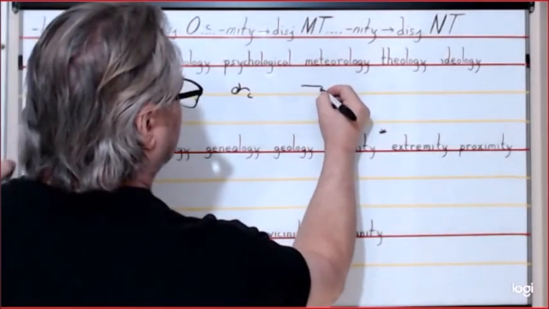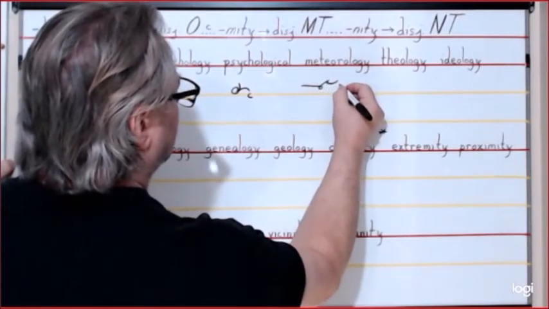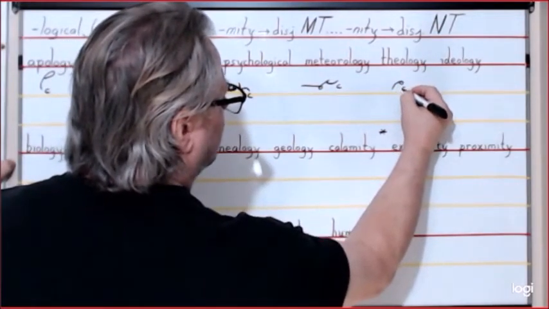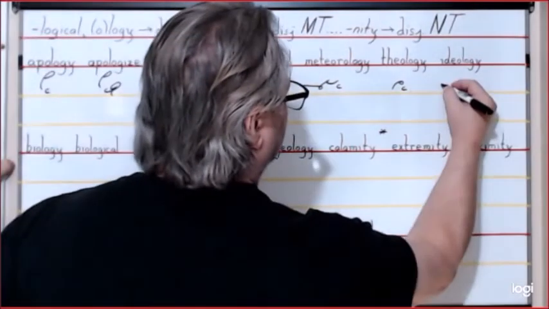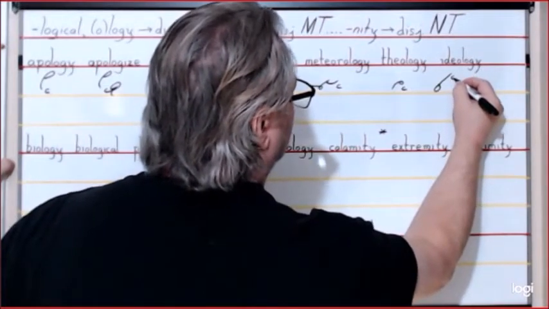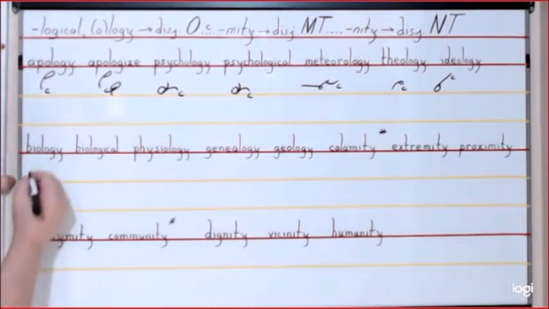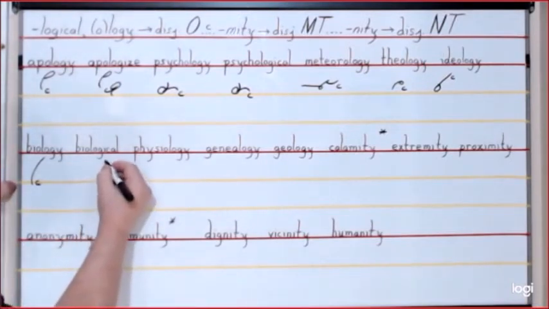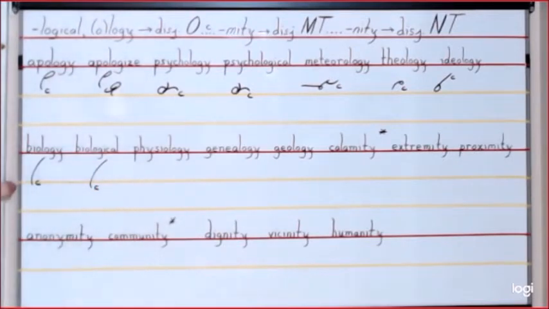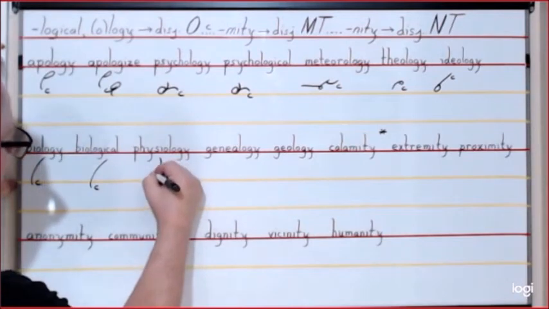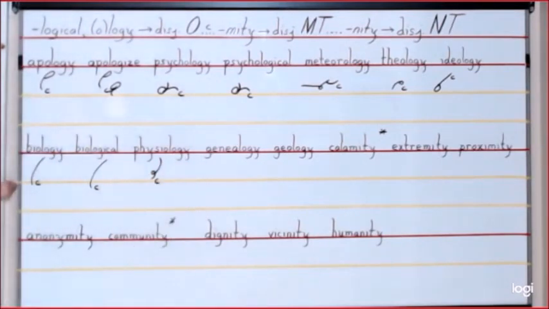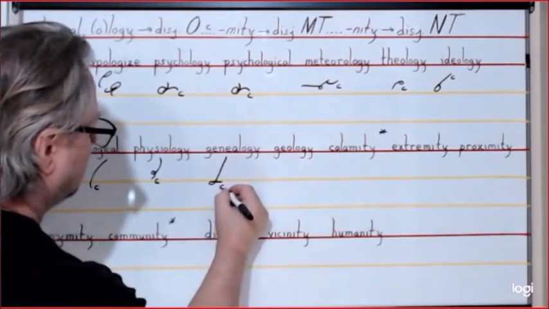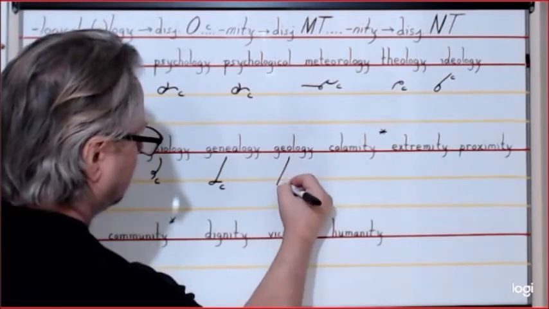Meteorology will be M-E-T, then an O-R, then the disjoined O on the side. Theology is a T-H-E, then O disjoined on the side. Ideology is an A-D, and then an O on its side disjoined. Biology will be a B, and then an O on the side. Biological, the same outline, B, and then disjoined O side. Physiology is F, E, S, and then O on its side. Genealogy is a J, E, N, and then a disjoined O. Geology is a J, disjoined O.